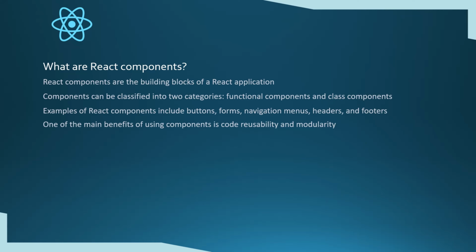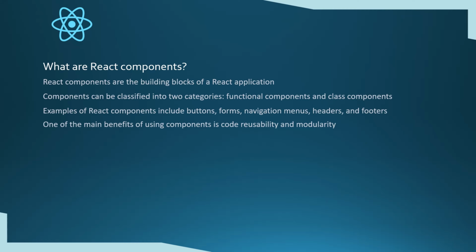Let's talk about what are React components. React components are the building blocks of a React application, which are reusable pieces of code that describe how a particular part of the user interface should look and behave. Each component can have its own state, properties, and methods. Components can be classified into two categories: functional components and class components.